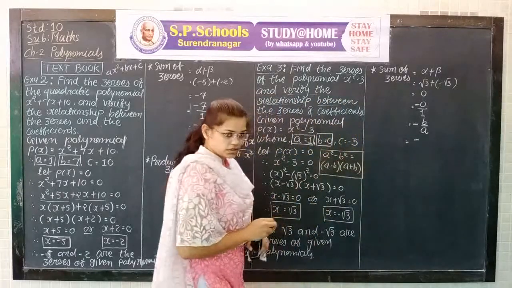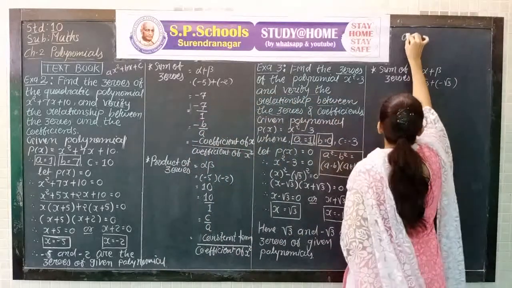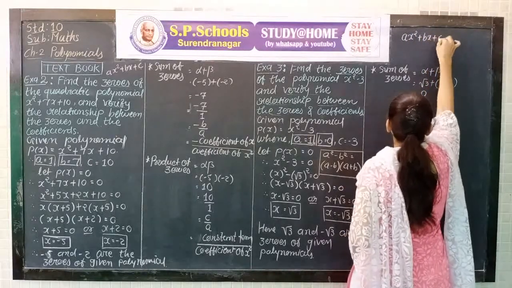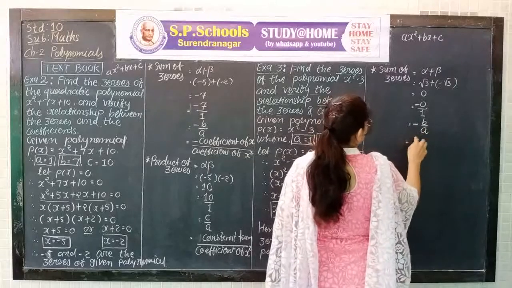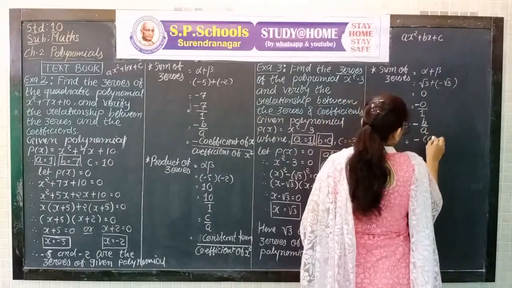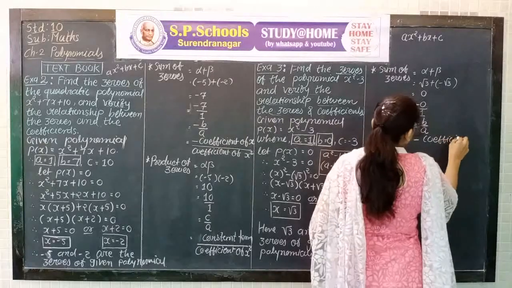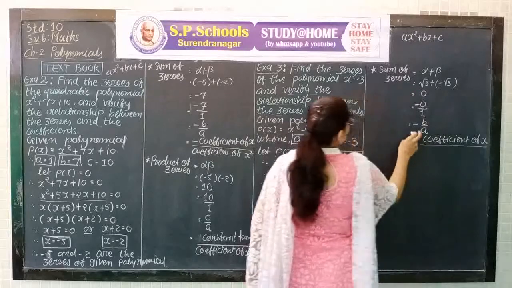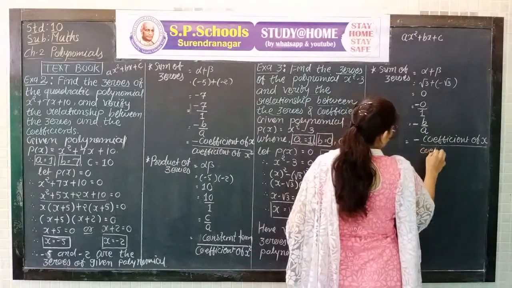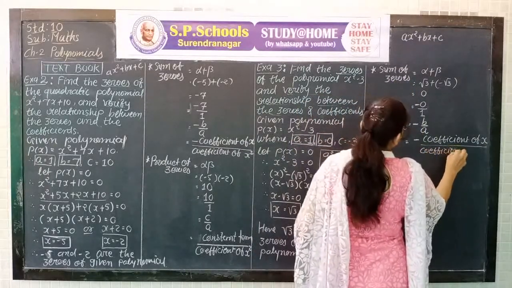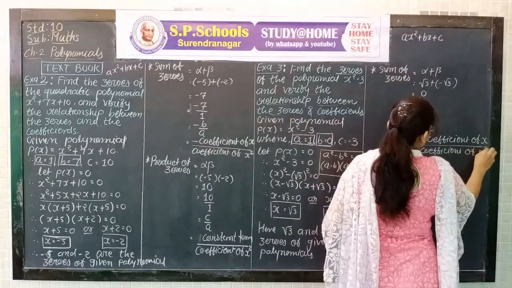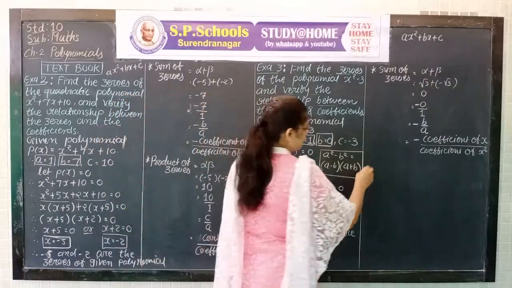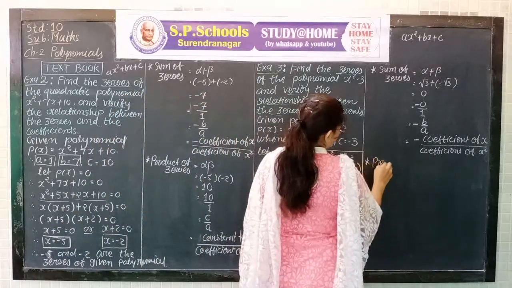Now what is a and what is b? Again, remember the standard form ax square plus bx plus c. Minus as it is, instead of b is equal to coefficient of x upon, instead of a is equal to coefficient of x square. First relationship is verified. Now second is product of zeros.